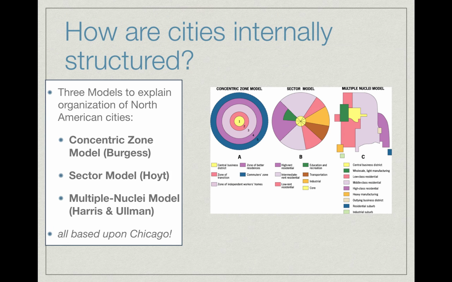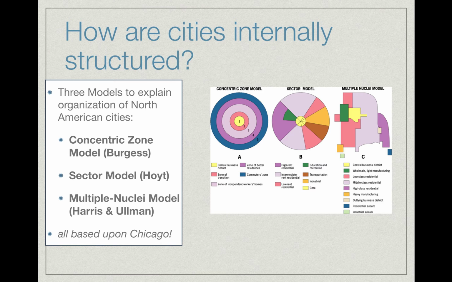So we have three key basic models, and then two expanded, newer models of the internal structure of North American cities. You have the concentric zone model, also known as the Burgess model, the Hoyt sector model, and the Harris-Ullman multiple nuclei model. I'm calling all of them by both the name of their creator and the model name itself, because the AP exam could do both.